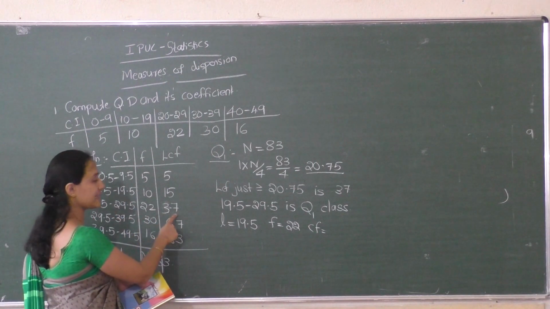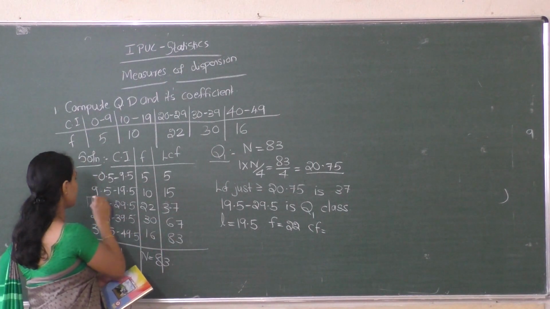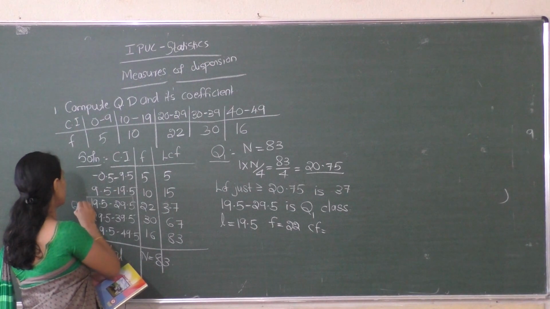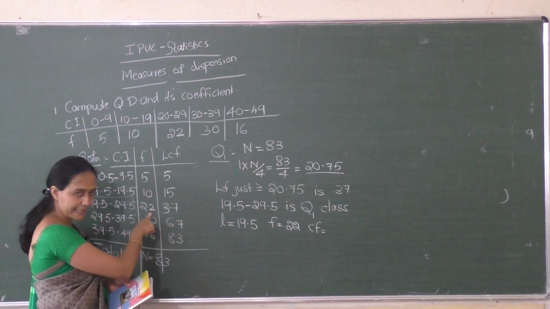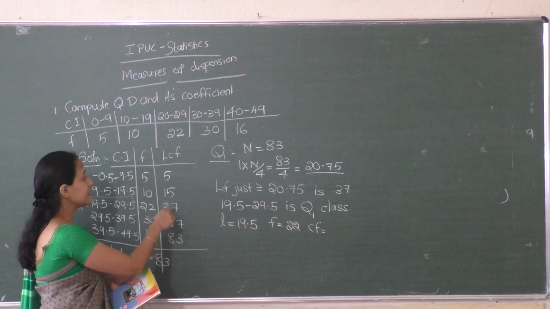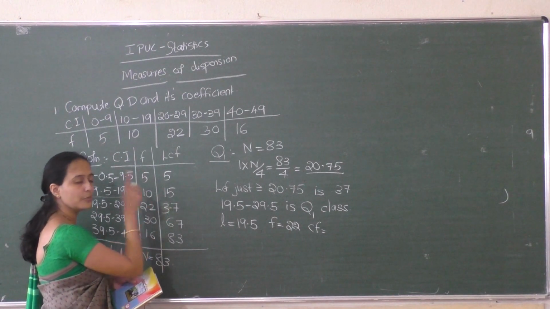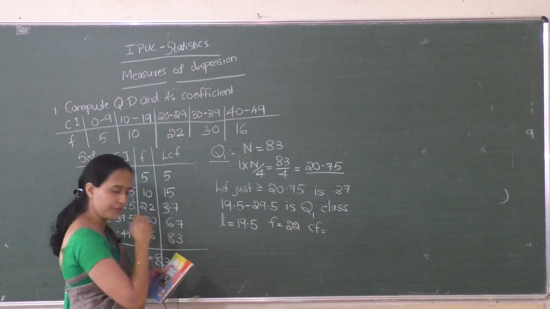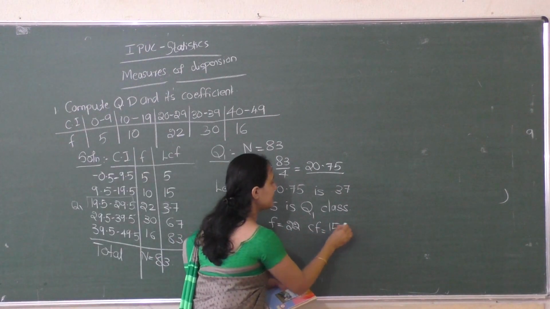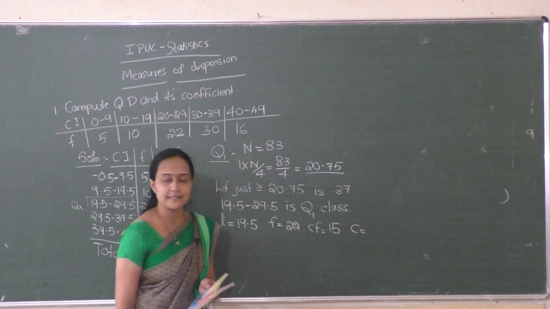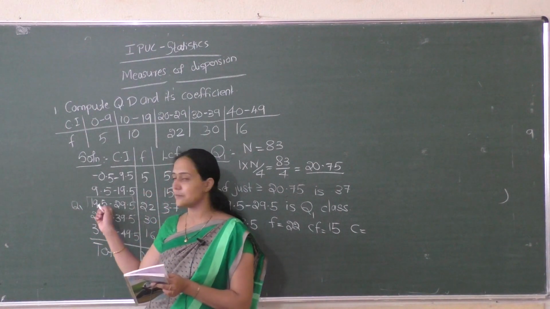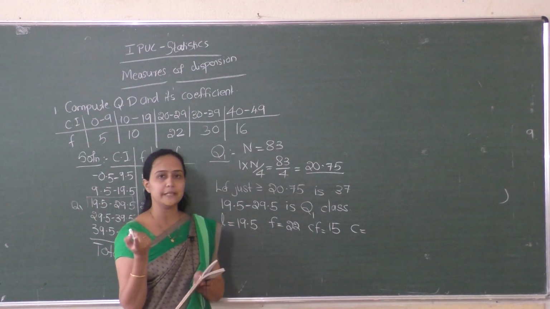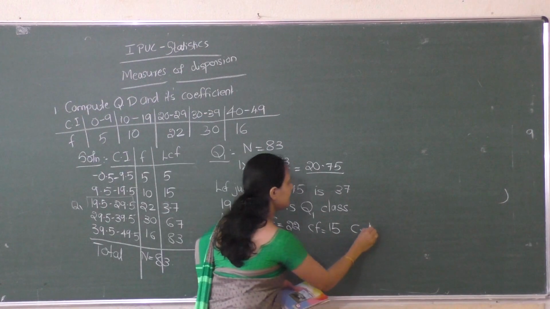Q1 class is this class. Correct? This is our Q1 class. Q1 class frequency is 22, that is F. CF means the cumulative frequency just above the Q1 class, that is 15. And C means width of Q1 class. Class width means the difference between upper limit and lower limit, that is 10.